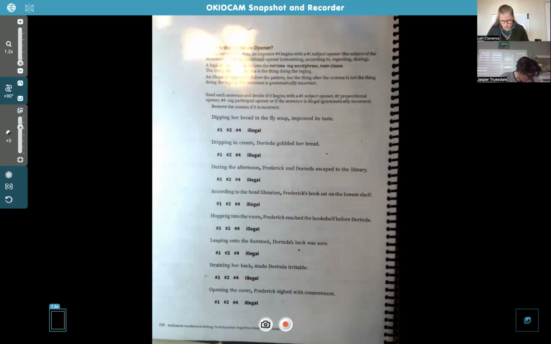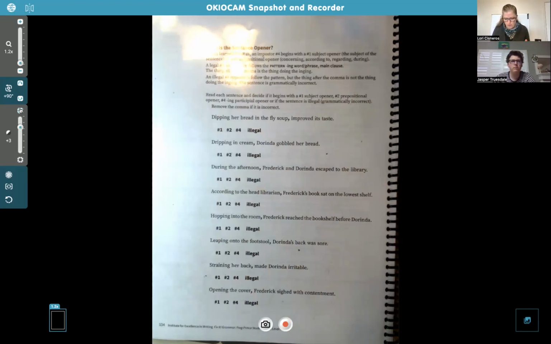Let me check my notes here, see how we do this. So each one is a little bit different. Here's a couple of rules to keep in mind. If a main clause does not follow the comma, the sentence is neither a prepositional opener or a number 4 ing opener. It is a subject opener, and you remove the comma. So if the main clause does not follow the comma, it's a number 1 subject opener.